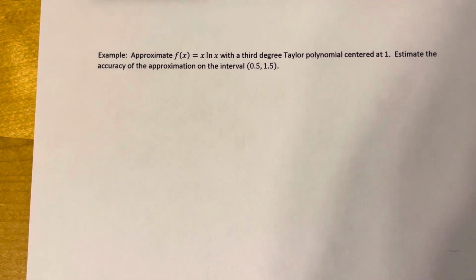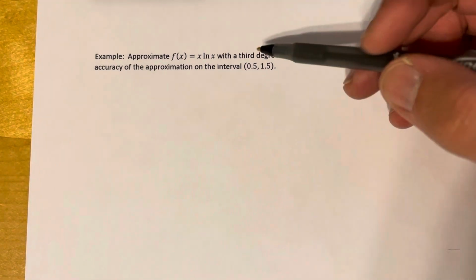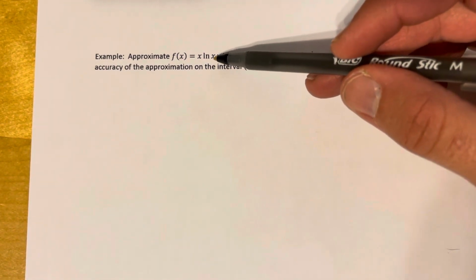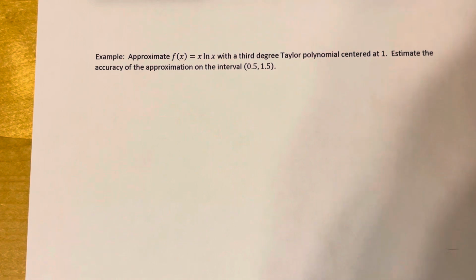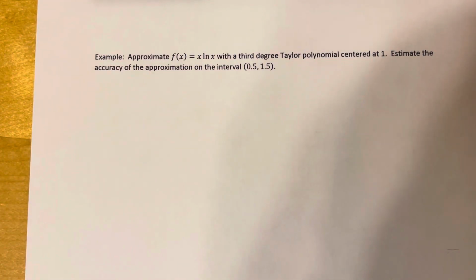Approximate f of x equals x times the natural log of x with a third degree Taylor polynomial centered at 1. Estimate the accuracy of the approximation on the interval 0.5 to 1.5. It's tempting to look at that and think, oh wait, I know a Taylor series for the natural log. Let me try and use that. Remember that Taylor series that we came up with previously is for the natural log of 1 plus x, not the natural log of x. And there's not as straightforward of a substitution that helps as much as you might expect it to here. This is an easy Taylor series to come up with, though, just by hand.